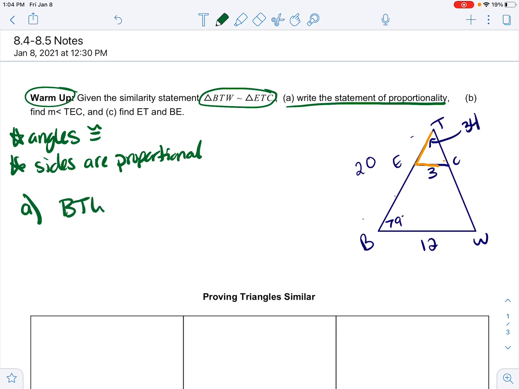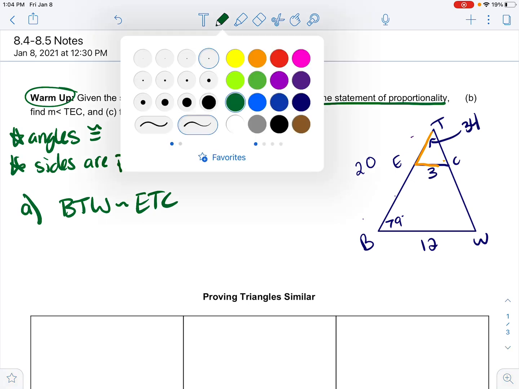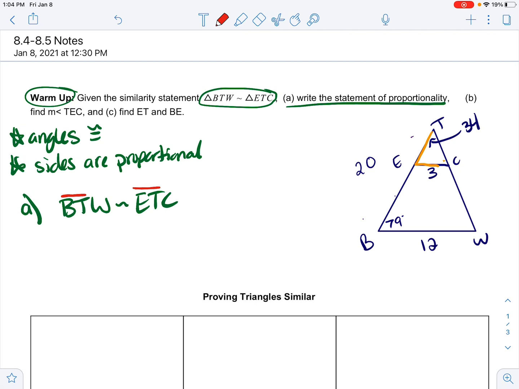So based off that similarity statement, we have BTW is similar to ETC. So what sides line up? We have BT over ET. So that would be our first statement. Now remember, if this first triangle is on top of that first fraction, then it has to stay on top of all of the fractions. So then I have TW over TC. And then my last one, do the first and last side, so BW over EC. So there's your proportionality statement.